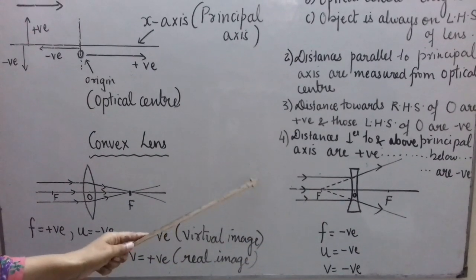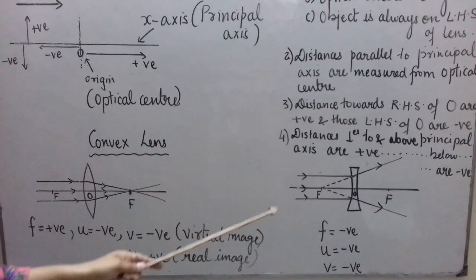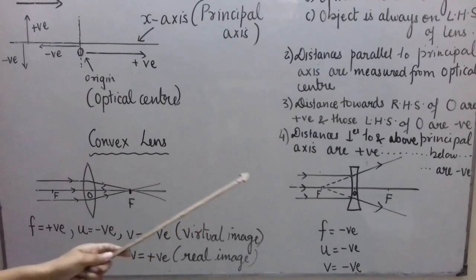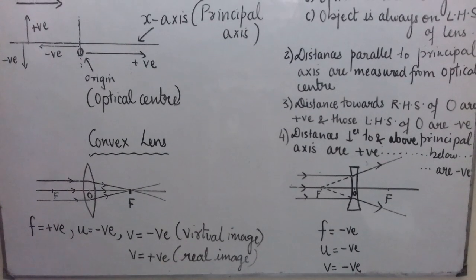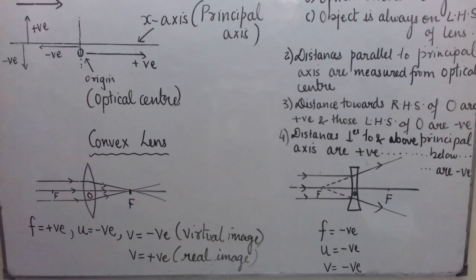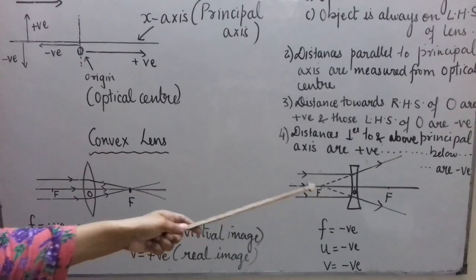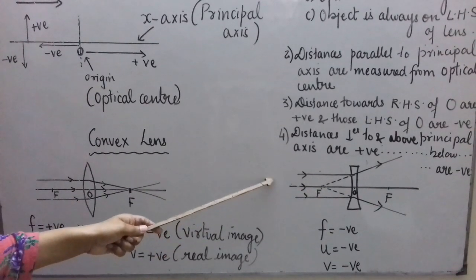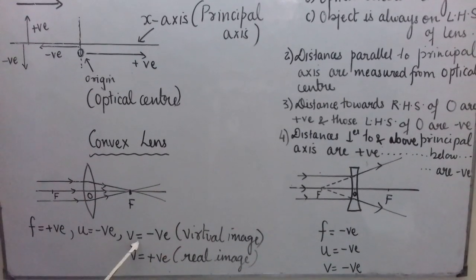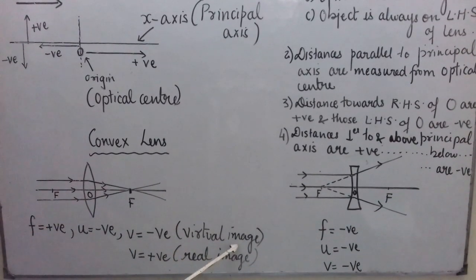U, as the object is on the left hand side, is negative. We know that a concave lens always produces a virtual and erect image, whatever the object distance may be. If a virtual image is always formed, it means it is going to lie on the left hand side only. And in that case, V will be negative, as here also V is negative for a virtual image.